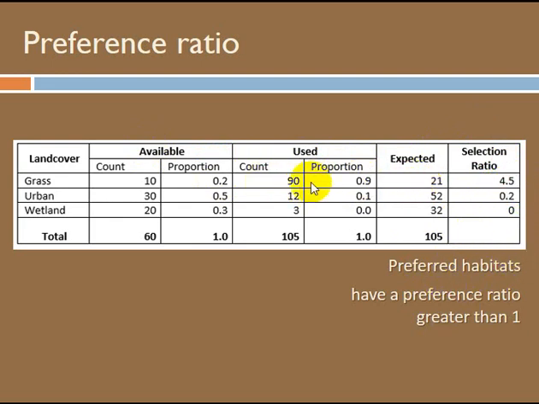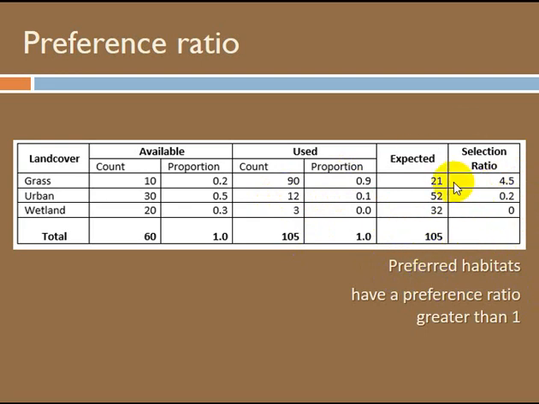So you can see here, what we observed is that 90 of the 105 were in grass. We expected only 21, so they're using it more than we would expect them to. So it has a very high selection ratio. Whereas here, we expected them to have 52, there were only 12. It's less than, and so we have a value less than 1. And here, 3 out of 105 just doesn't quite register, mostly because I set my precision very low, but I think that's reasonable considering how precise those locations probably are.